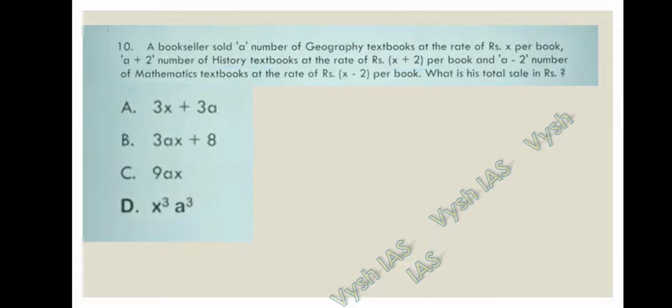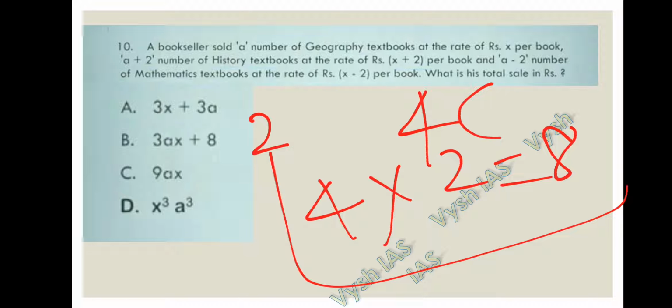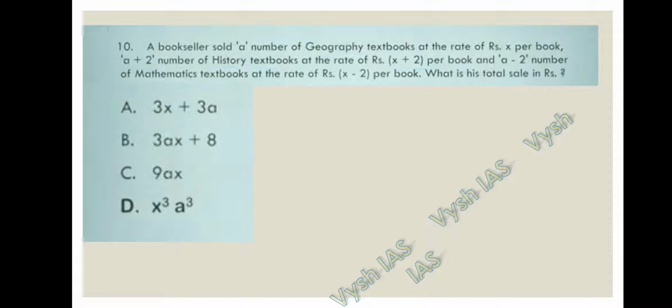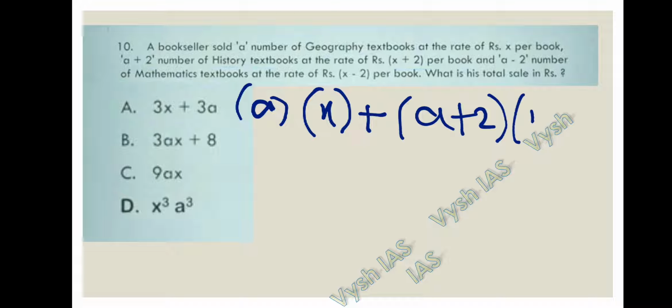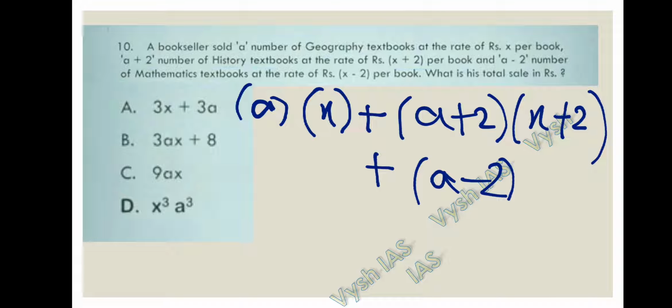If you go to a shop and buy chocolates, and the chocolate price is 2 rupees and you want to buy 4 chocolates, the total cost is 4 into 2, that is 8. You multiply the two numbers to get the total cost. In the same way, for this question, a into x rupees for geography, plus a plus 2 history books at the rate of x plus 2 per book, and a minus 2 mathematics books at the rate of x minus 2.